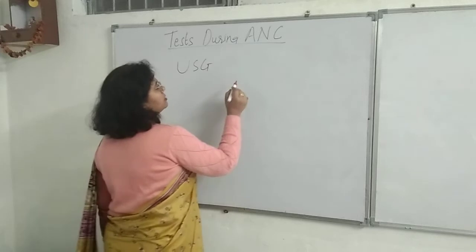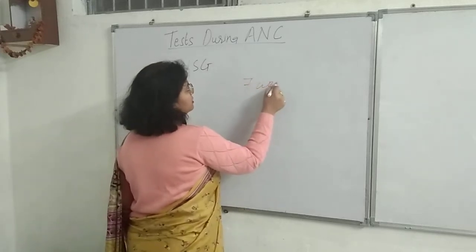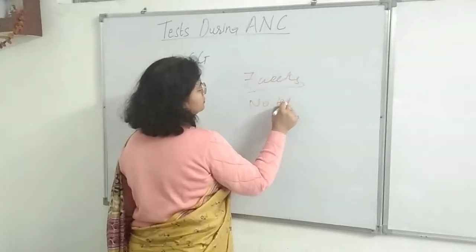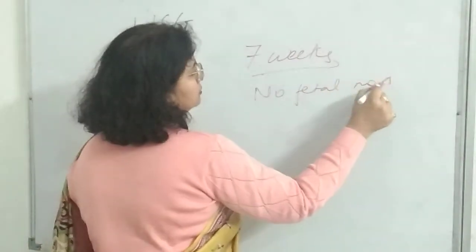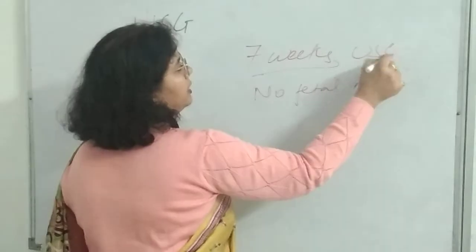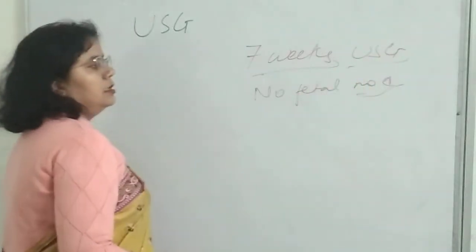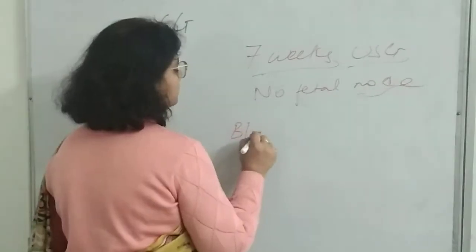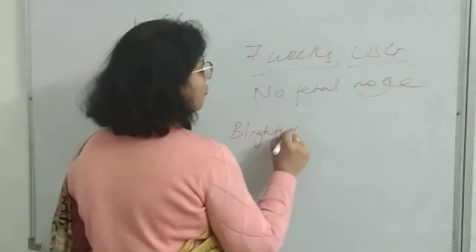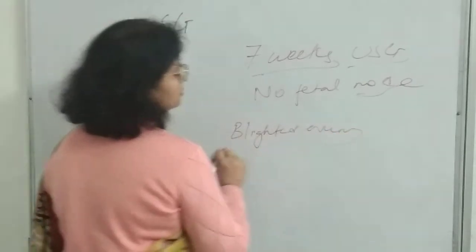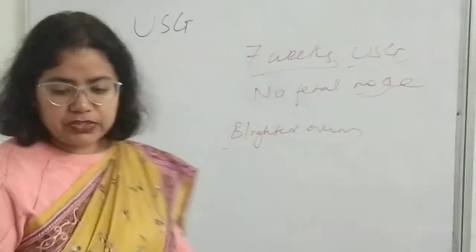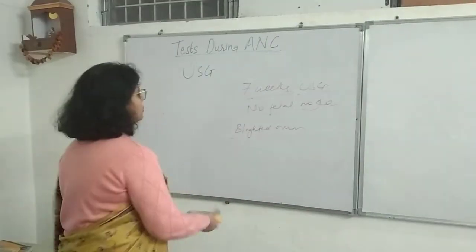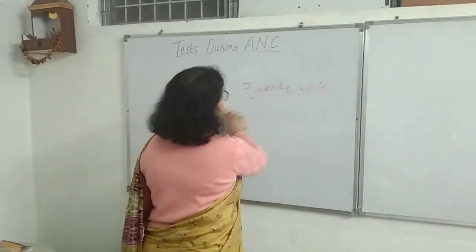Even if at 7 weeks, on a 7 weeks ultrasound, not dating, there is no fetal node, we write it as blighted ovum. That means a gestational sac has been found, but there is no fetal node. So this is not a viable pregnancy.